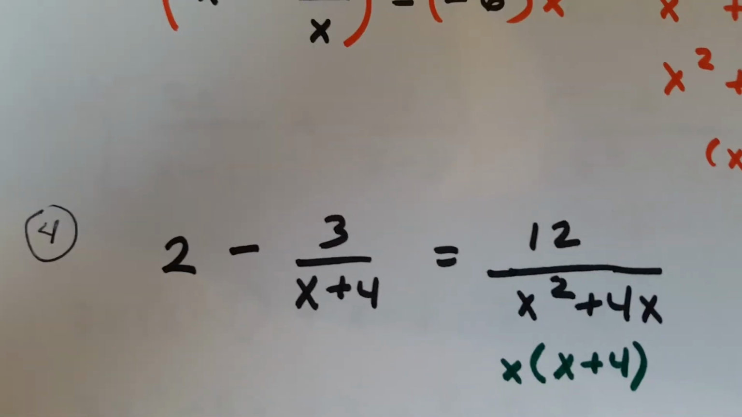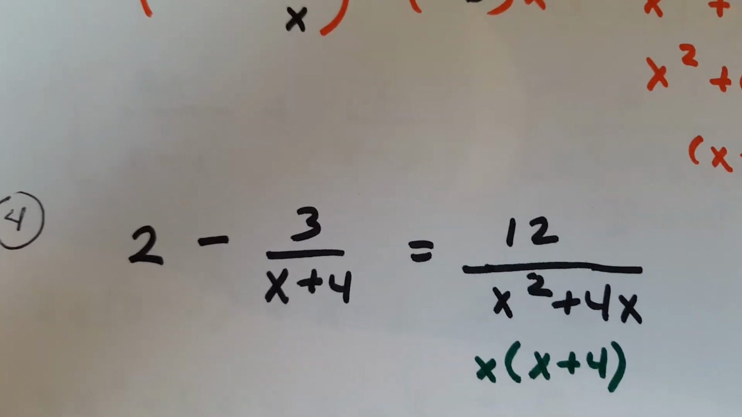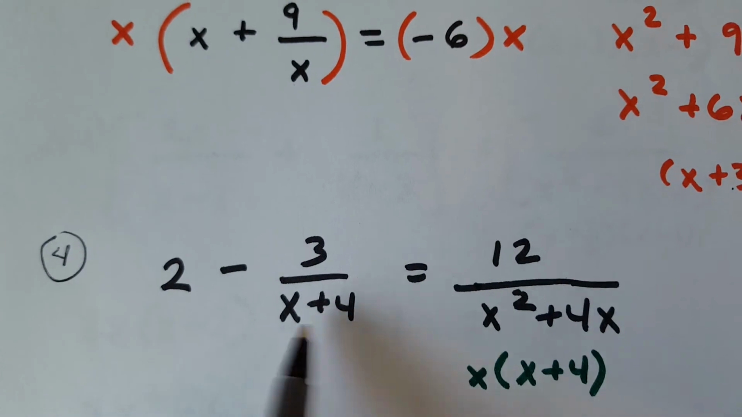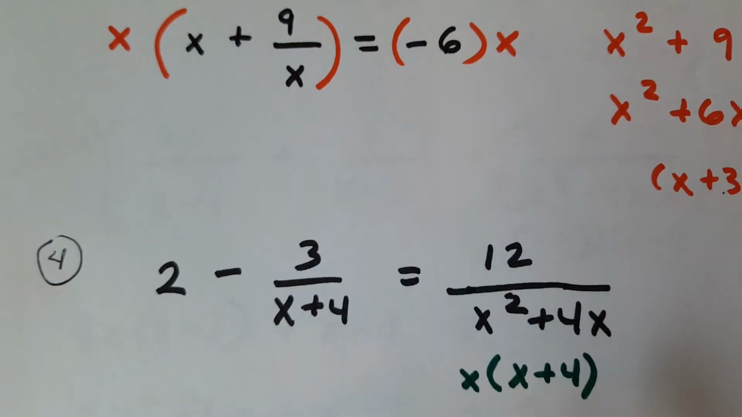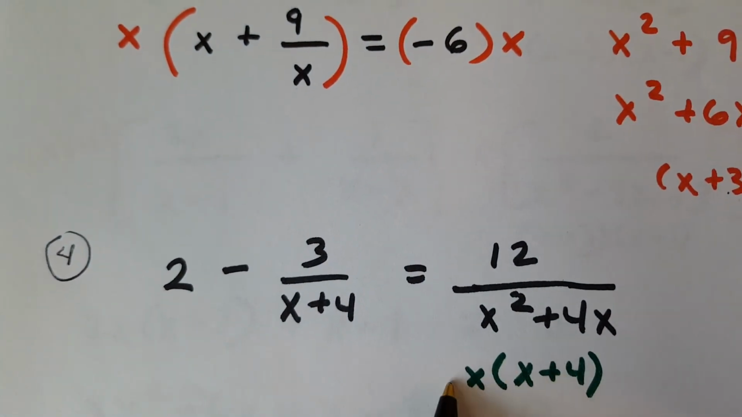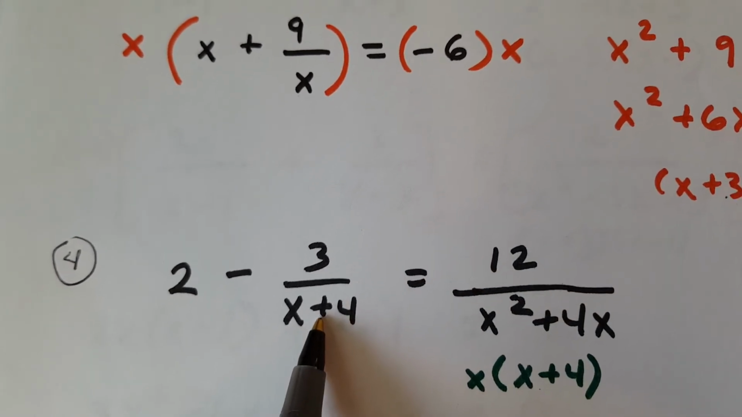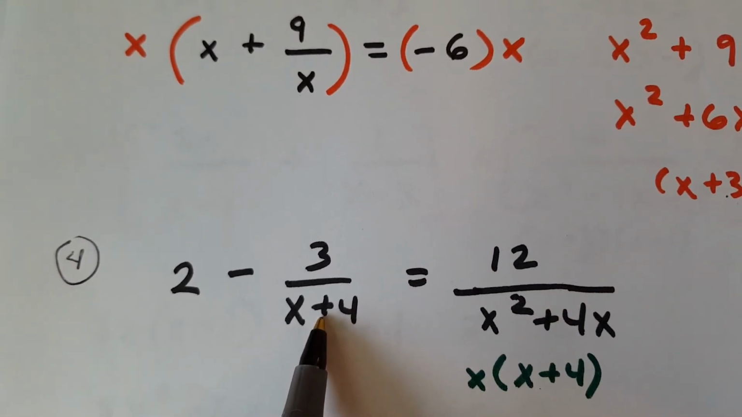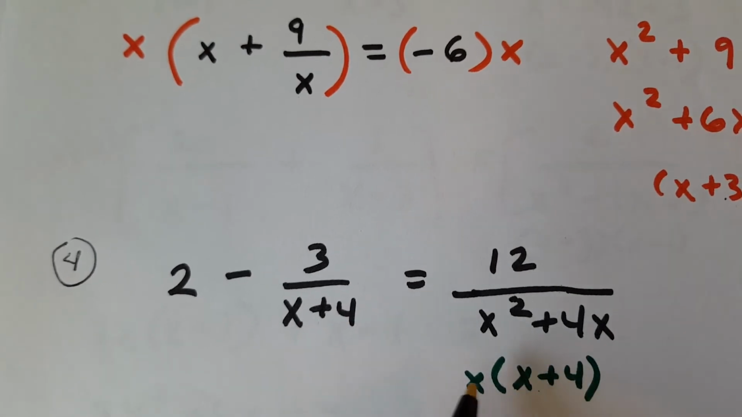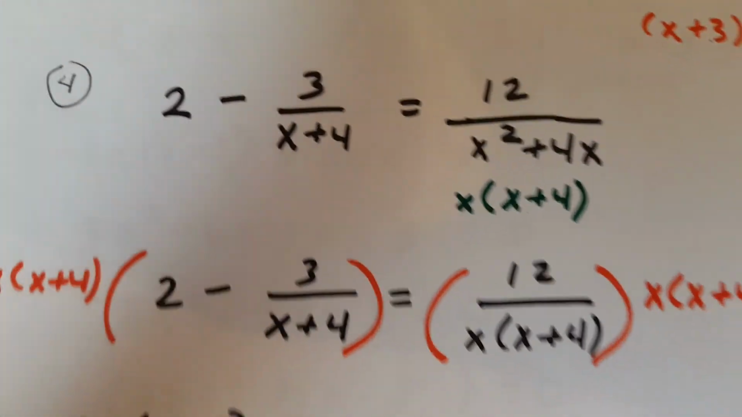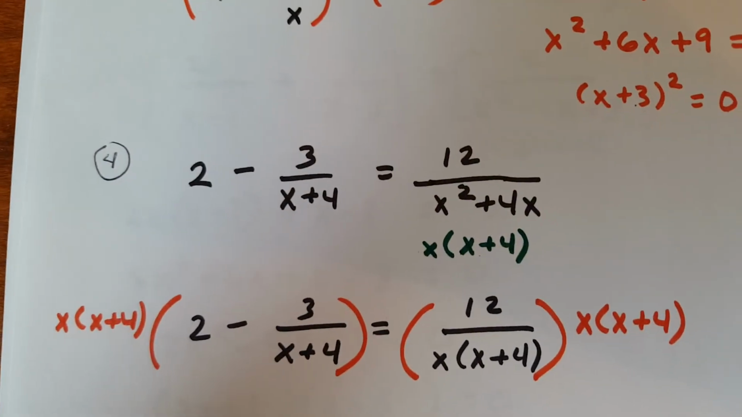Problem number 4. Now you'll notice that we have these two different denominators, x plus 4 and x squared plus 4x. So factor this denominator here. You'll notice this part is the same as this part. The least common denominator, well, these are already the same, right? So you really just need x and x plus 4. Multiply both sides by that.